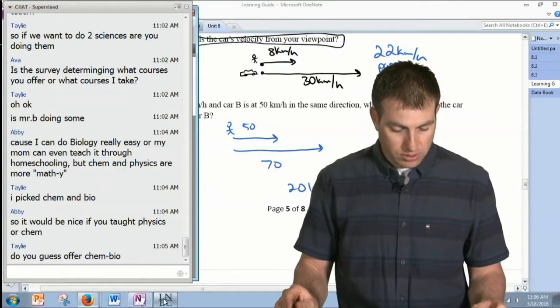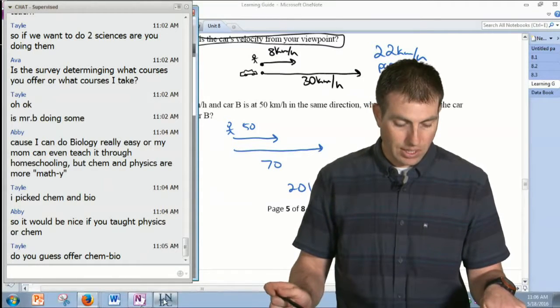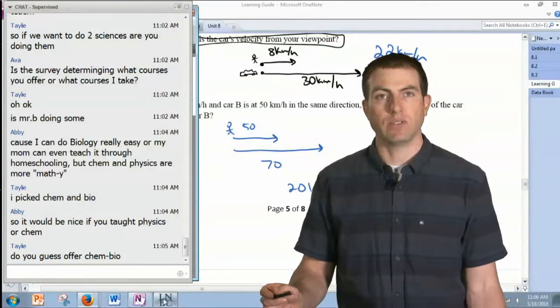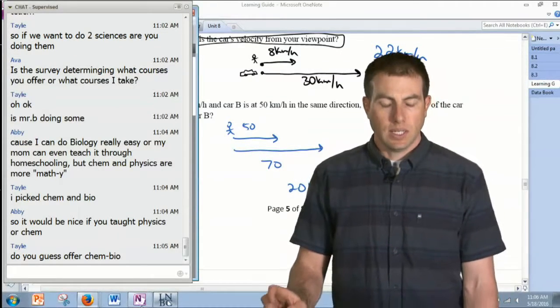Do you guys offer chem bio as like one course? No, you have to do chemistry and biology separately, two separate courses.